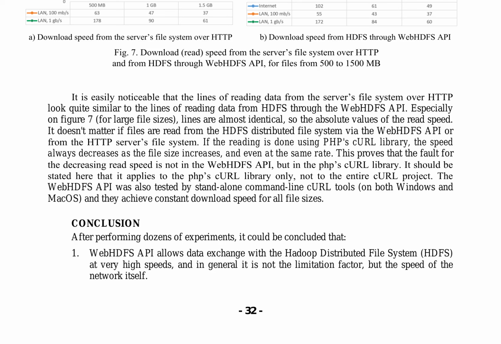This assertion is supported by the observation that standalone command-line cURL tools, tested on both Windows and Mac OS, achieve constant download speeds for all file sizes. The findings of this study suggest that the Web HDFS API is not a limiting factor in data exchange with the Hadoop Distributed File System, HDFS, and high speeds can be achieved. Instead, the network speed itself appears to be the primary constraint. The authors emphasize that this conclusion specifically applies to the PHP's cURL library and not to the entire cURL project.